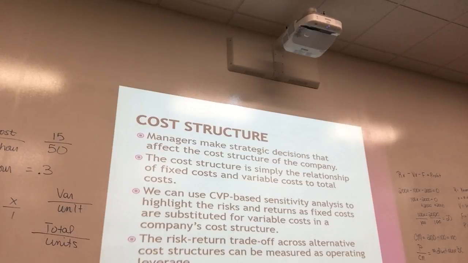Well, I take that back. I do have a fixed cost. My eBay store costs me $59.99 or whatever it is per month. So even if I don't sell one thing on eBay, I still have to pay that $59, no matter what. And that's really all my fixed costs are. We can use a CVP analysis, based sensitivity analysis, to highlight the risk and returns as fixed costs are substituted for variable costs in the company's cost structure. The risk-return trade-off across alternative cost structures can be measured as operating leverage.